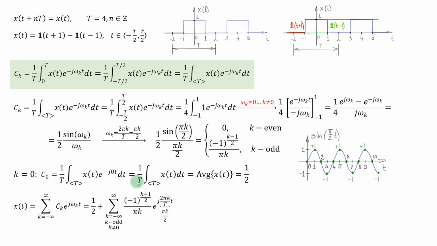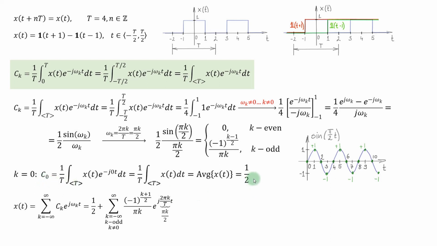And this integral is nothing else than the average value of our signal computed over one period. You can go ahead and try to evaluate this analytically, but usually just by looking at this picture I can tell that the average value is going to be 1/2. So this is 1/2. The complex amplitude for k is equal to 0 is 1/2.